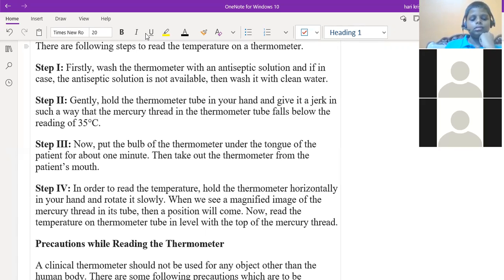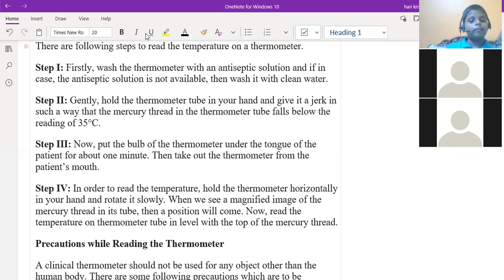First, you have to wash the thermometer properly before using it, before measuring the temperature of the human body, with the help of the antiseptic solution or clean water. What is the next one? We have to see the mercury thread reading. If the mercury thread reading is above 35 degrees Celsius, you have to give the jerk to make it fall below 35 degrees Celsius. That is the second step. What is the third one?